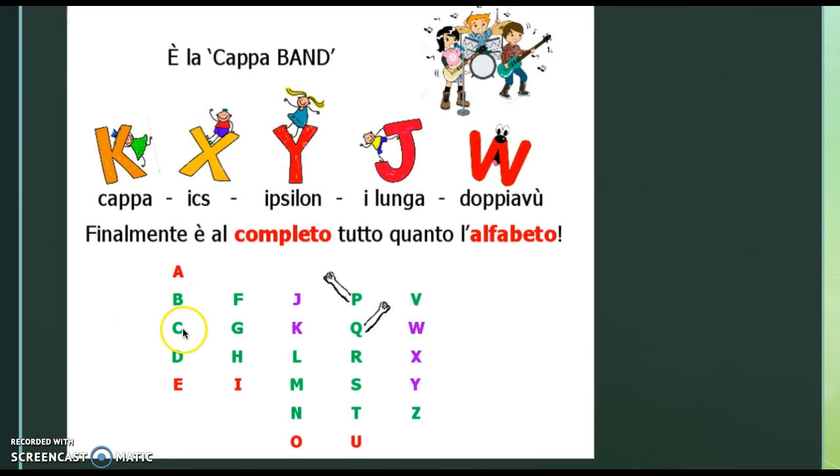A, B, C, D, E, F, G, H, I, I lunga, K, L, M, N, O, P, Q, R, S, T, U, V, W, X, Y, Z.